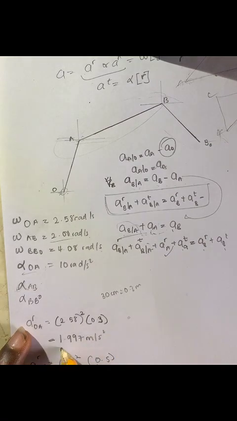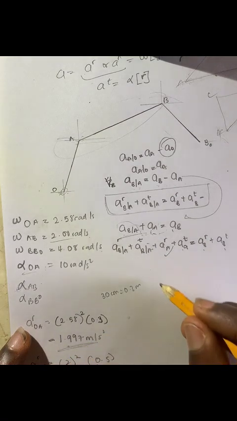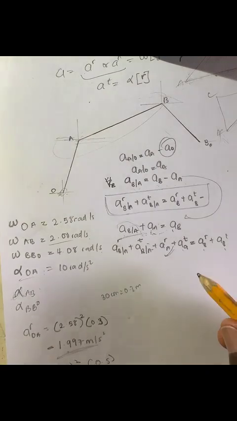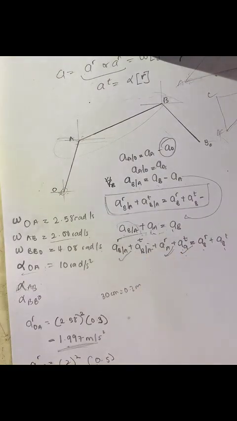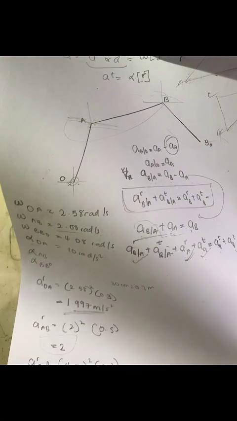So from my question so far, I have this 1.997 here. I also have the tangential here, and the value of 3 we got here, 3. I also have this radial for AB, the 2 here.